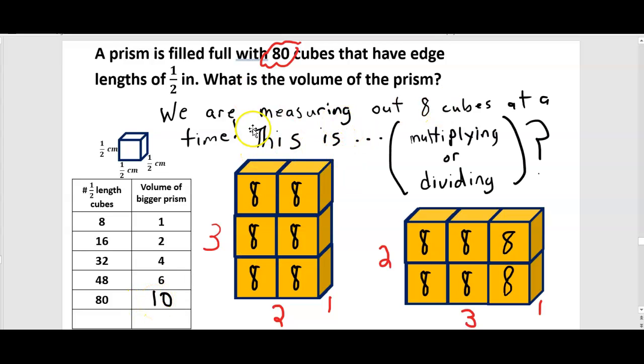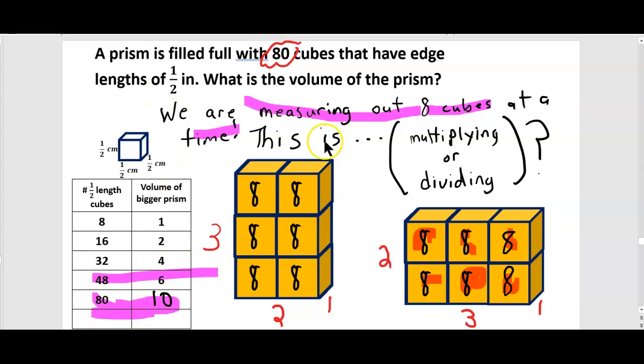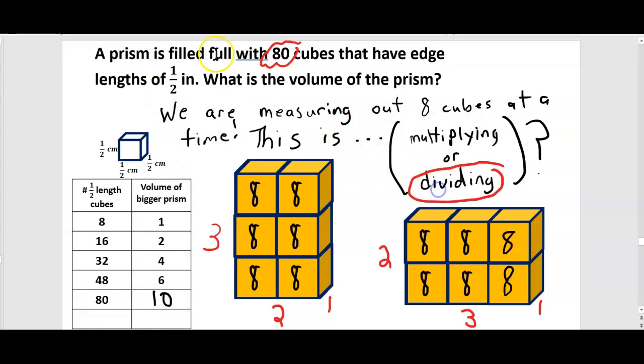Okay, and what are we really doing? We're measuring things out, 8 cubes at a time. 8 and 8, there's 16. So you put your 8, 16, 24, 32, 40, 48, there's our 48. 48 and 56, 64, 72, 80. 80, that's the 10 one, right? Okay. So we're dividing. That's what we're really doing.